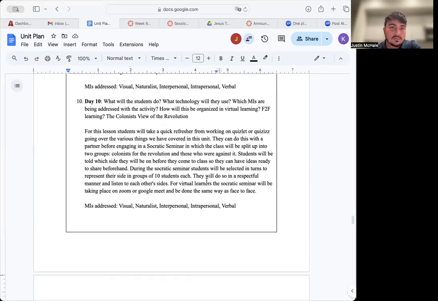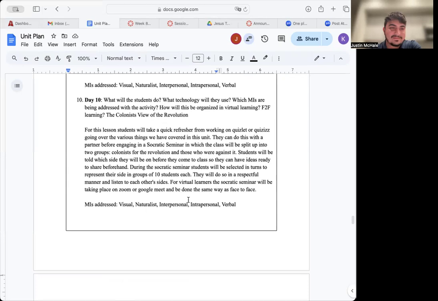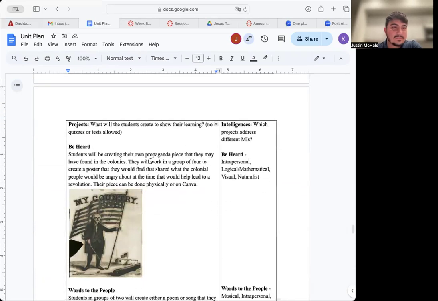When we do this, it will be 10 people for each side at a time. They'll be engaging in a respectful seminar in which people will be listening to each other's sides. And that's our 10 days.